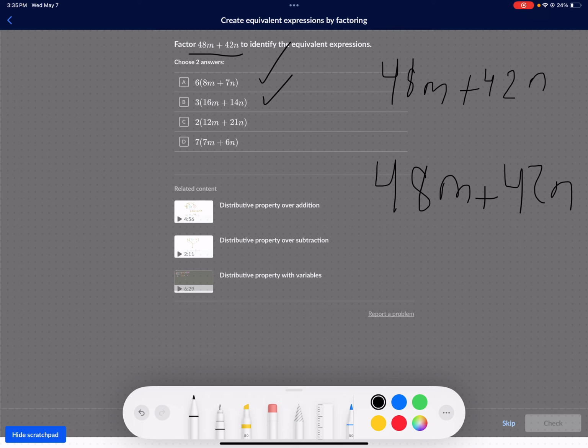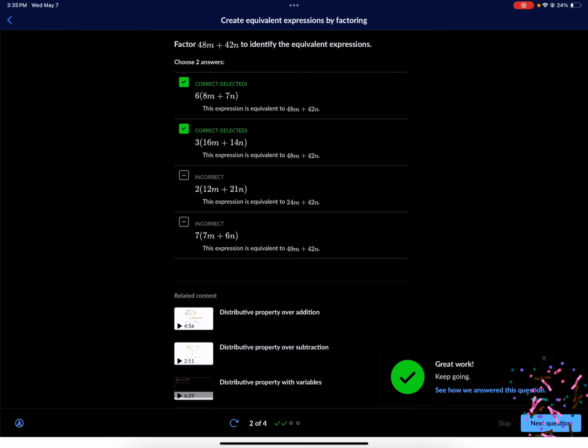2 times 12m is 24m, and 7 times 7m is 49m. If you can even eliminate one of them, it's not going to be right. A and B are our only answers here.